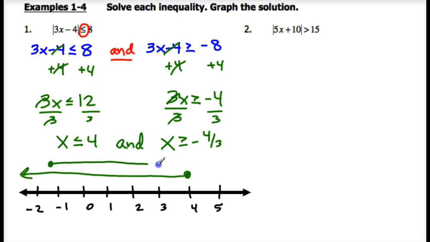Shade everything greater than that, so everything to the right. This is an and inequality, so you just need to make sure you're shading the overlap or the crossover region. So that's going to be on the actual number line. Everything between these two closed dots. So everything in between negative 4/3 and positive 4.